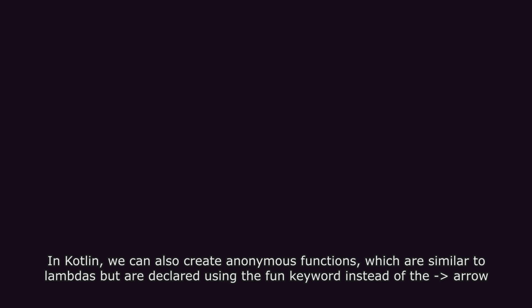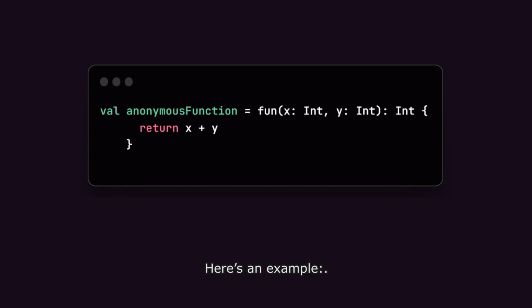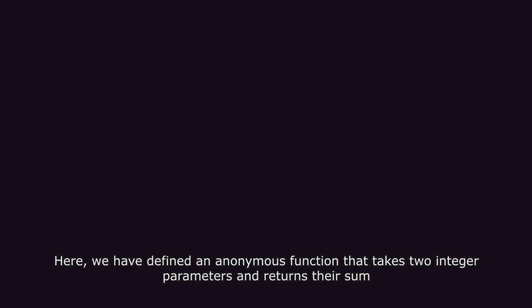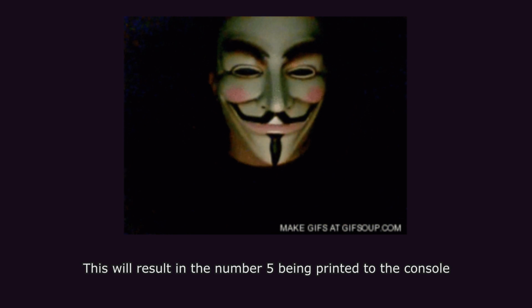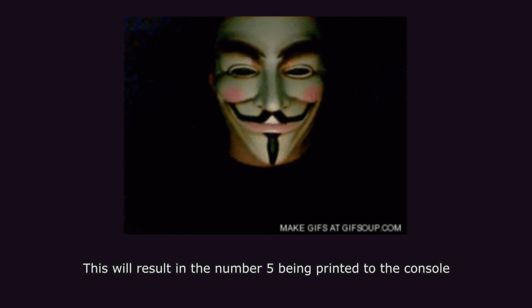In Kotlin, we can also create anonymous functions, which are similar to lambdas but are declared using the fun keyword instead of the arrow. Here's an example. Here, we have defined an anonymous function that takes two integer parameters and returns their sum. We can then call this function like so. This will result in the number 5 being printed to the console.